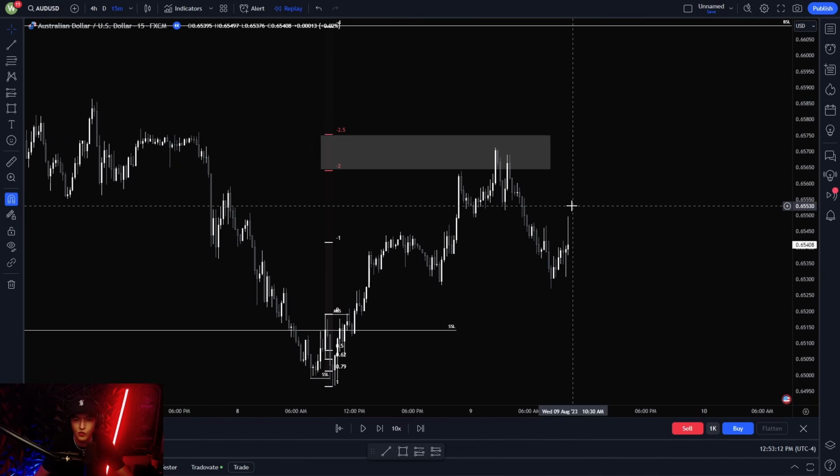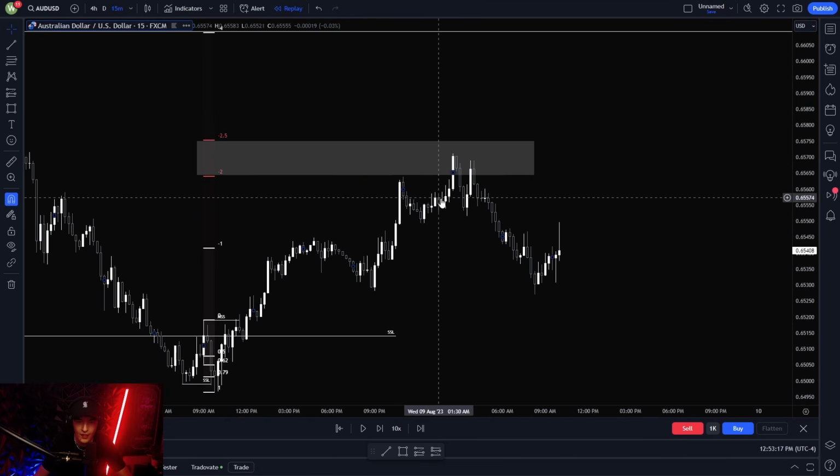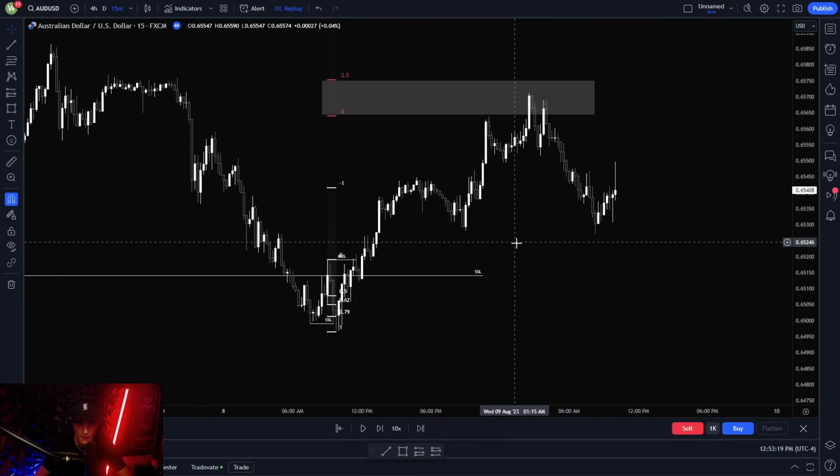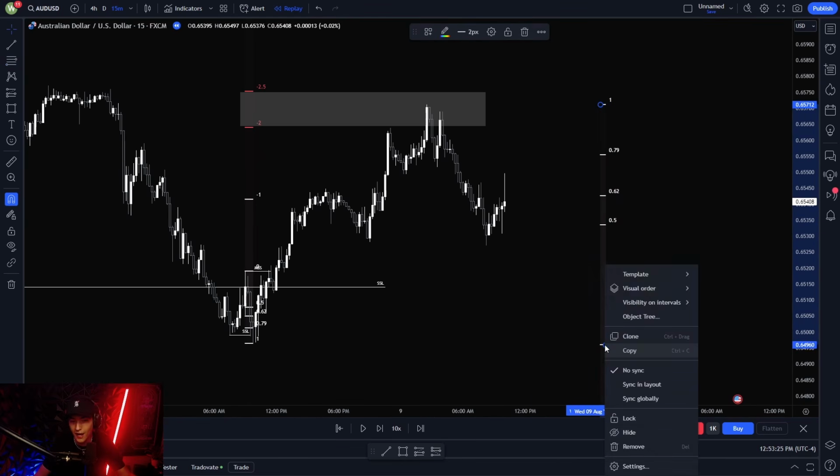If the draw is not super strong, a lot of the times we will come up to these areas, this 2 to 2.5 area, and we will look to reject this area and possibly then go back to discount of this entire range here to then go back higher. So keep that in mind.